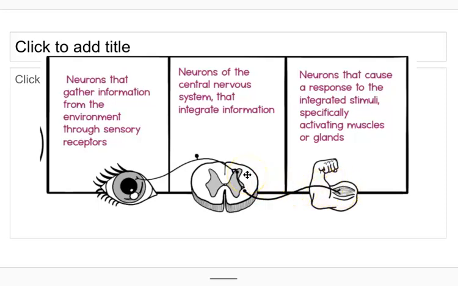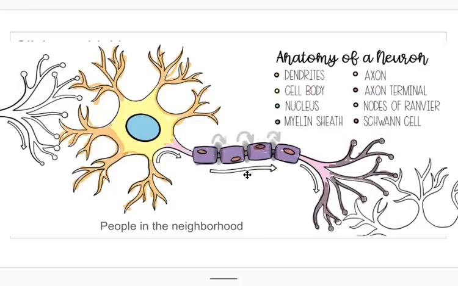So that's kind of basic what we've talked about before. Okay, this is where I really want to focus today. Today's discussion is going to be on the anatomy of a neuron. So a neuron looks nothing like any other cell I've showed you.